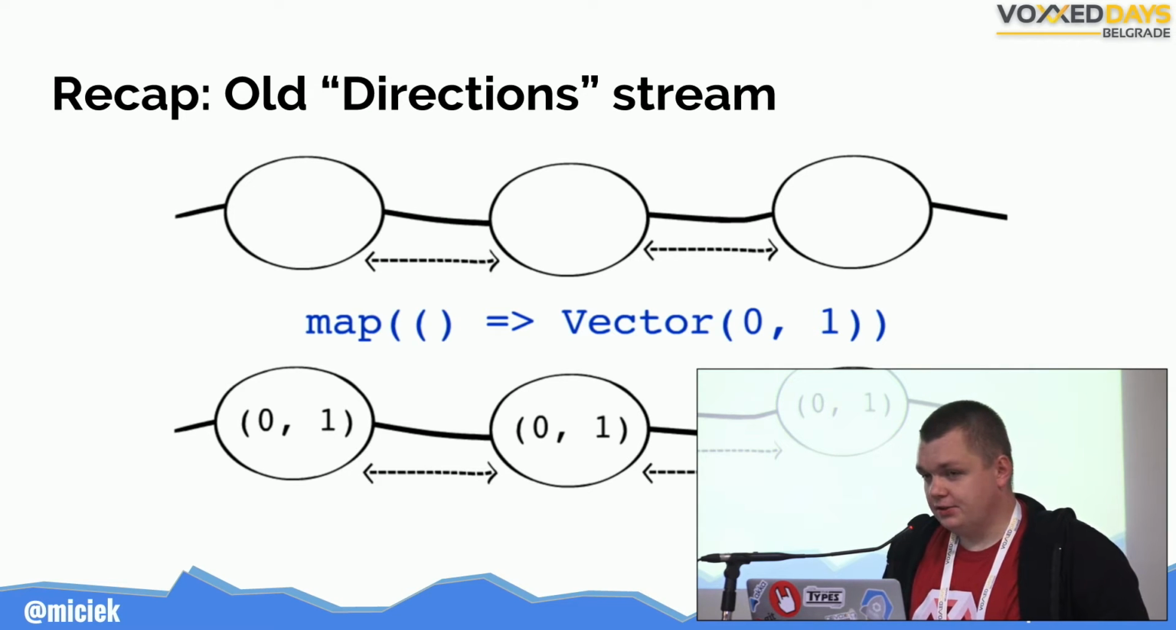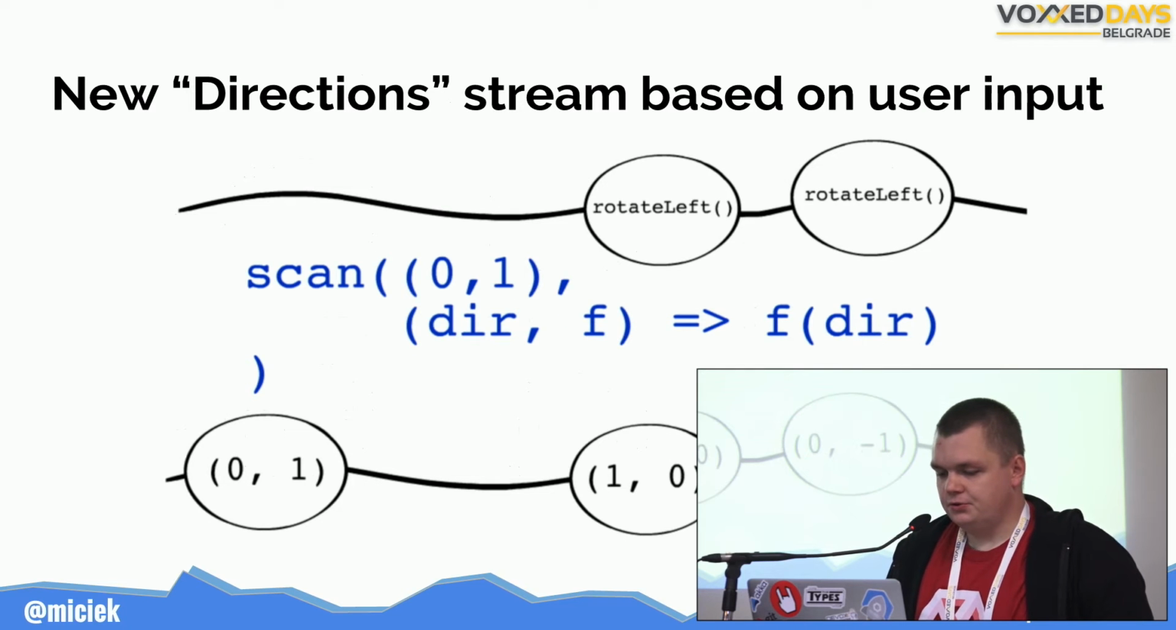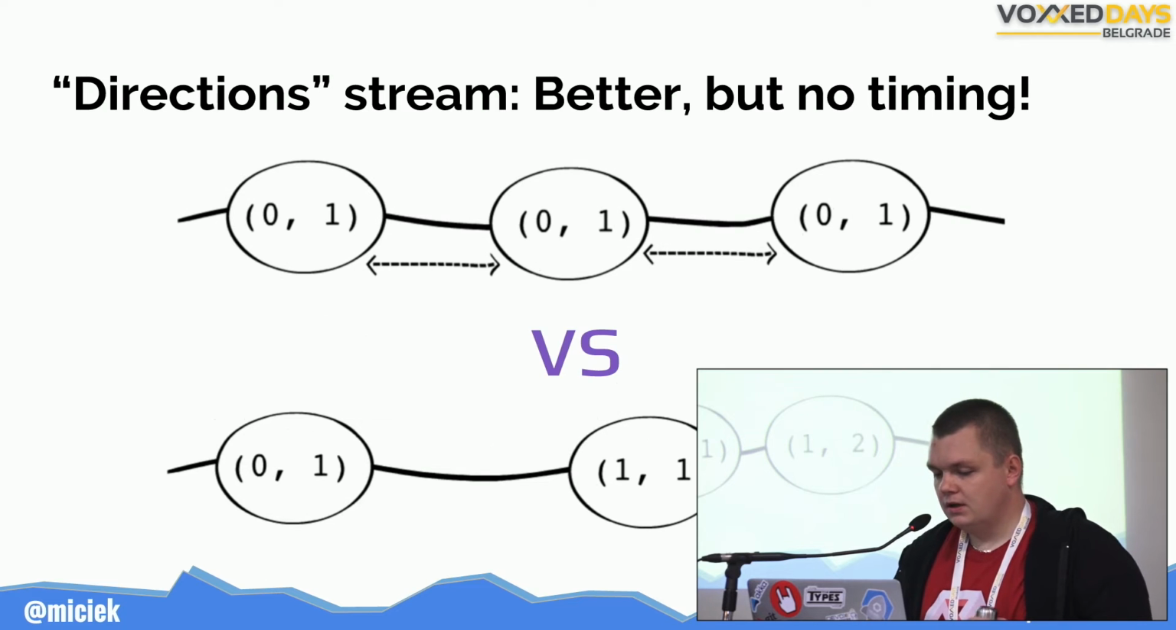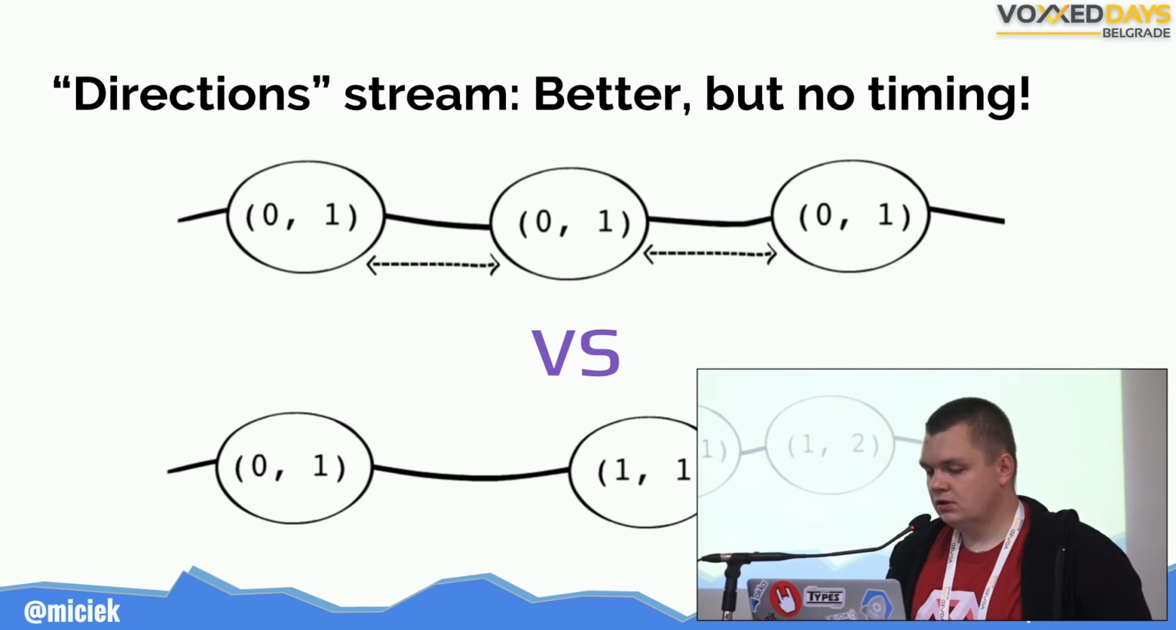This is the old direction stream, 0, 1 in each 100 milliseconds. And this is our new direction stream. So what's the difference? What did we lose? Sorry? Time. Yeah, we lost time, right? What happens here is that in the old case, direction changes each 100 milliseconds. Direction doesn't change really, but it's still output to this generated stream.